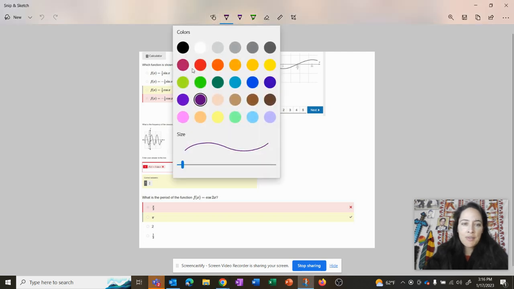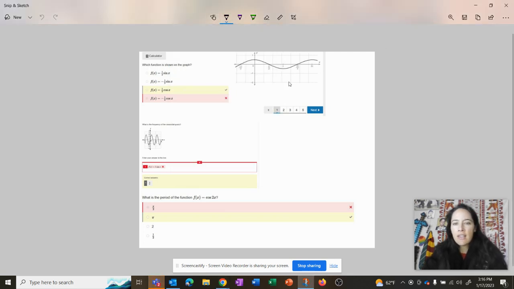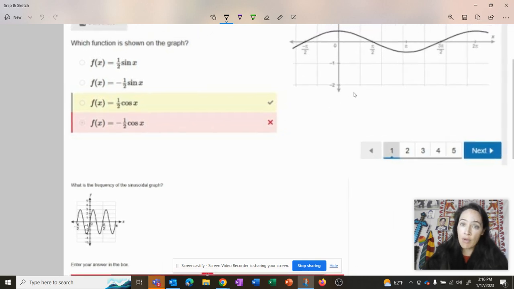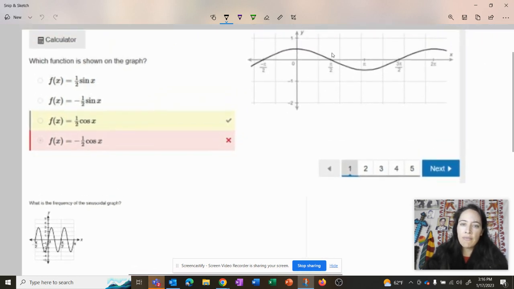So this was great. Okay, let's zoom in. You're very close on this one. Negative 1/2 cosine x. So using Desmos, you would have had a graph very similar, but some key differences.